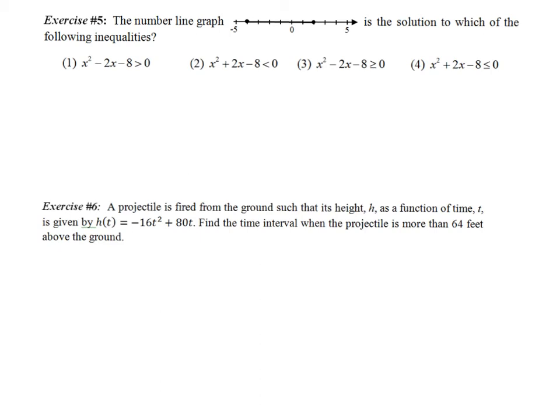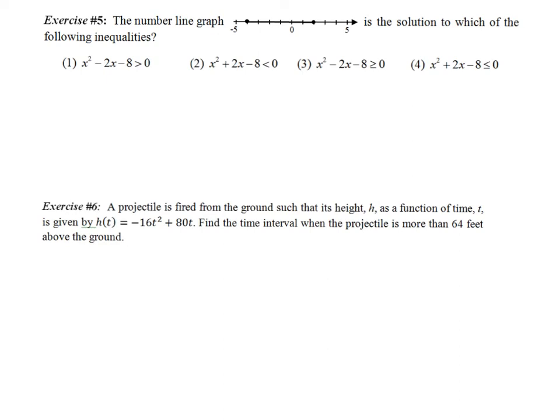Exercise number 5 gives us a number line graph and asks us to figure out which is the quadratic inequality that goes with it. Well, we could try out each of the 4 choices and find the zeros and then decide on the shading. But I'm going to approach this in a little bit different way. I'm going to go the other direction.